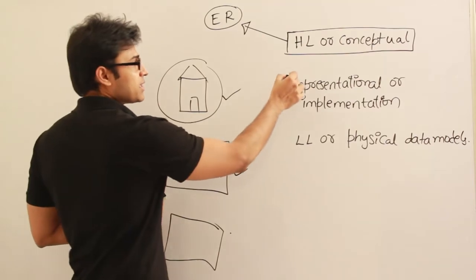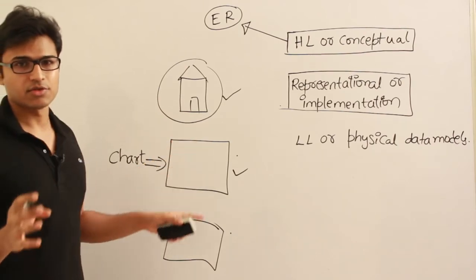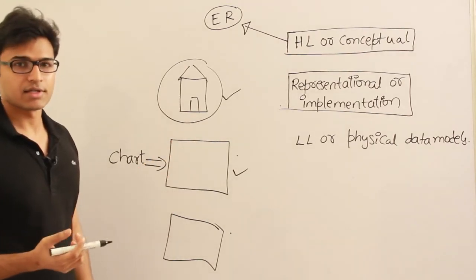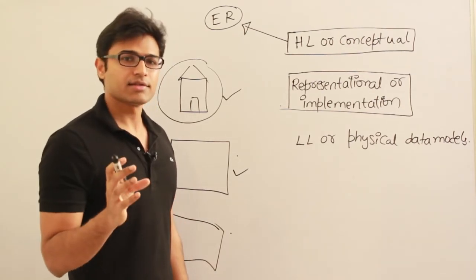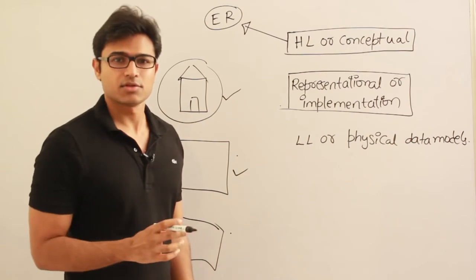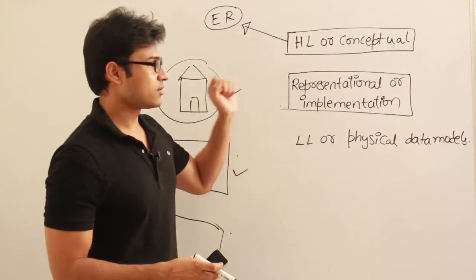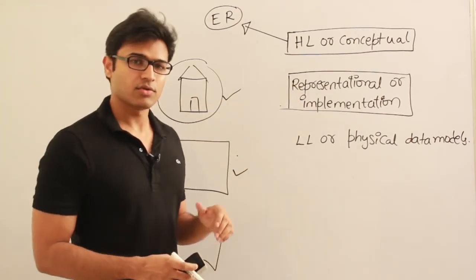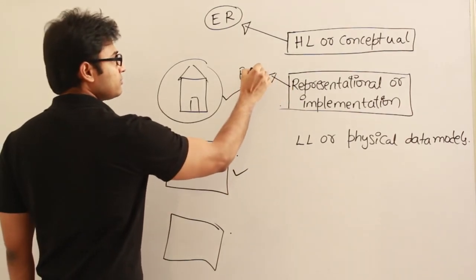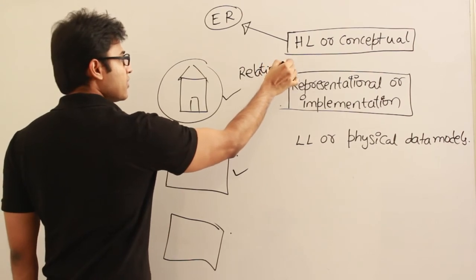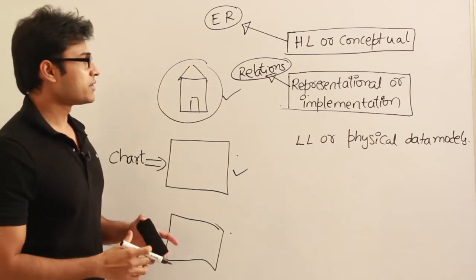And later, the representational or implementation model is just like the charts used while building a house. These models are used by programmers. If you understand how an SQL query or any query programming language runs, then you are going to use this representation to represent the database. At this level of modeling, we generally use relations. Relations means tables. So it is also called the relational model.